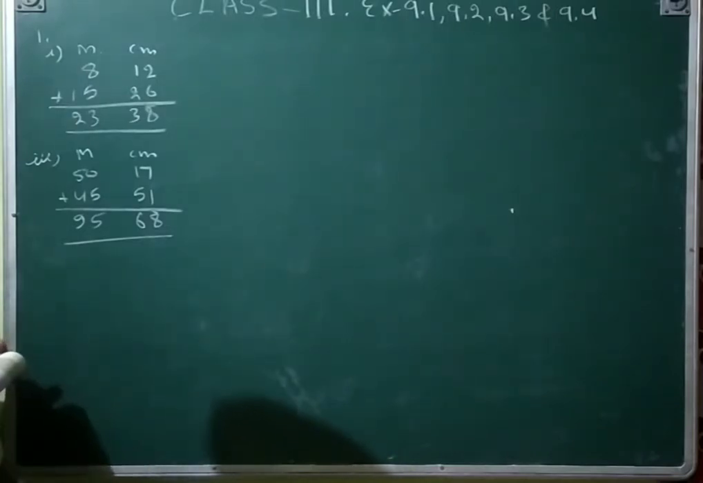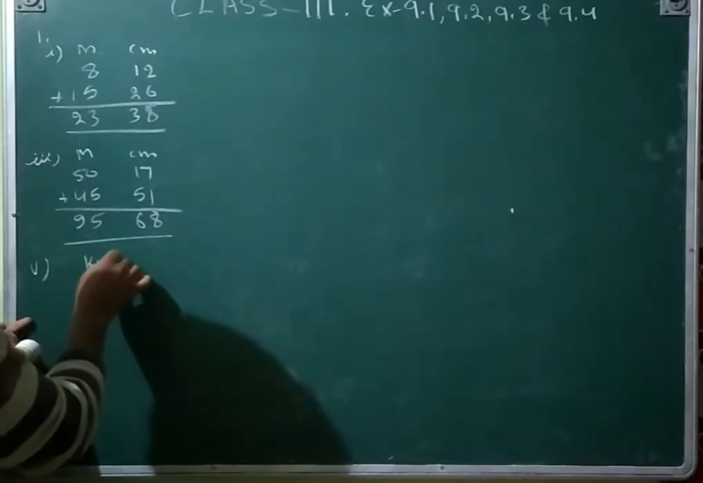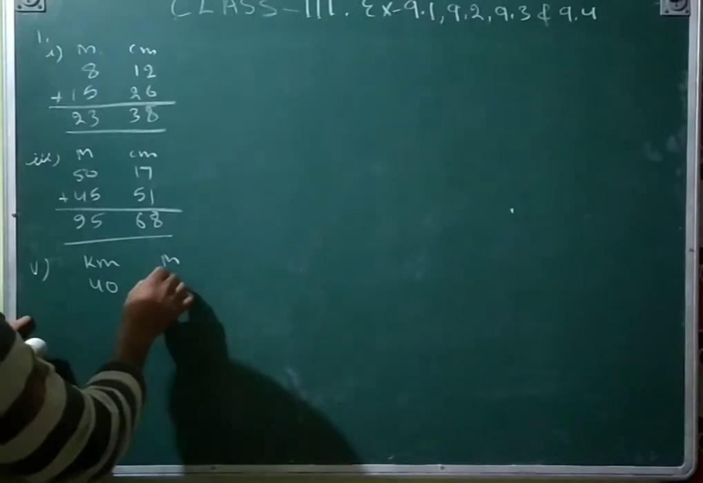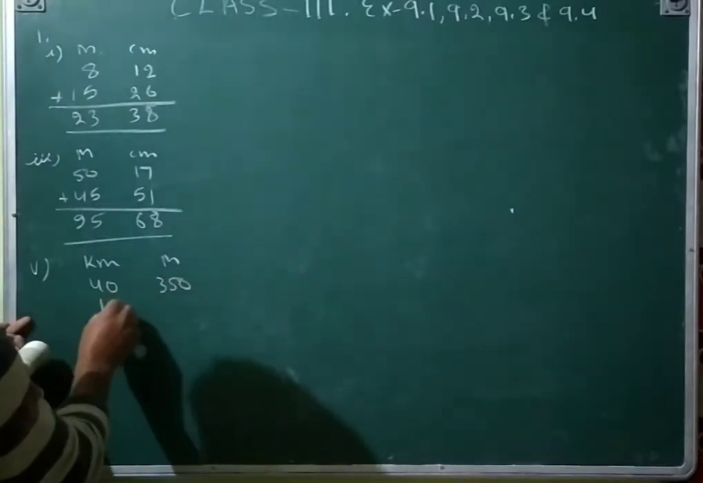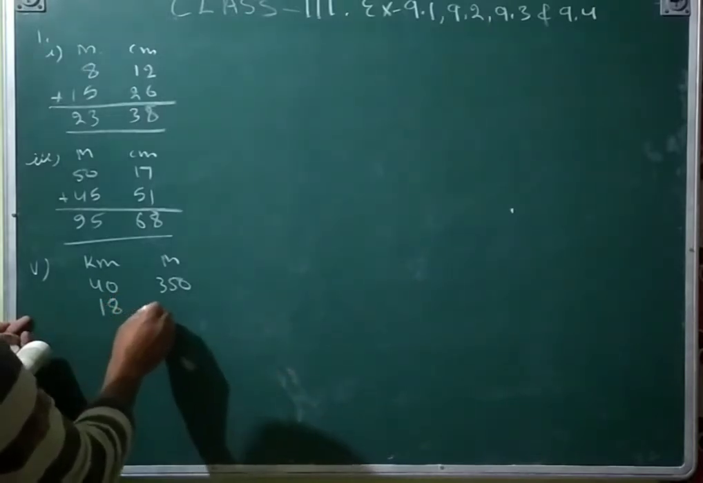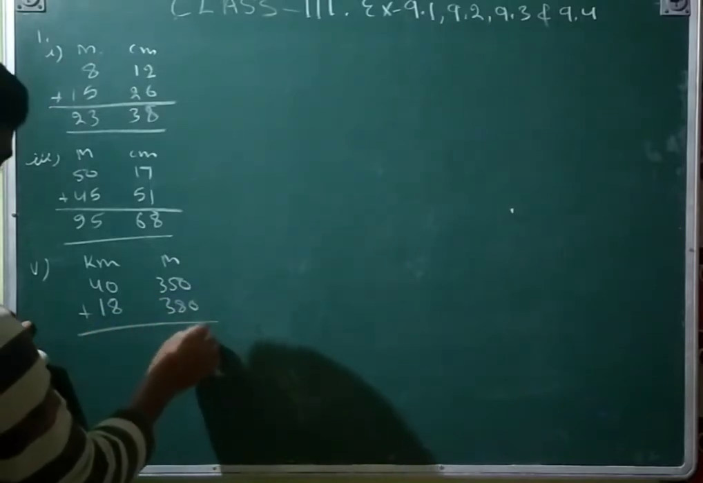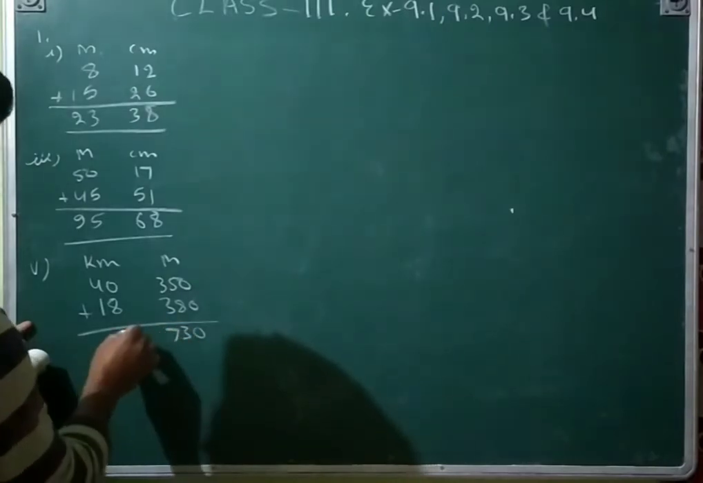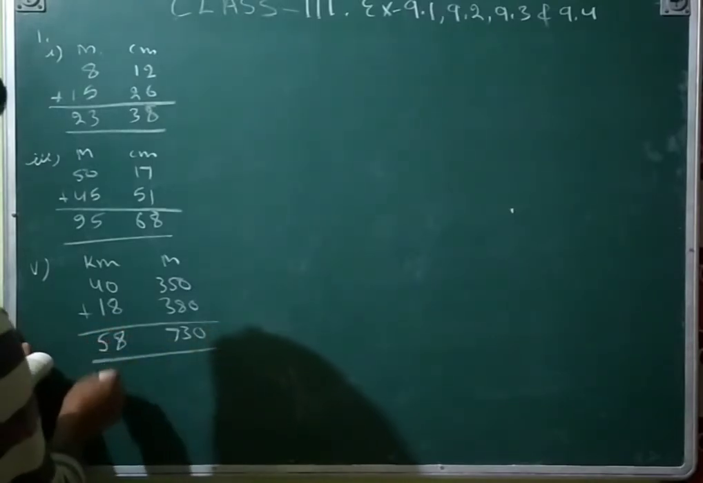Fifth part, km and then m. 40 km, 350 m, 18 and 380, then plus 0, 85, 13, 336, 17, 8, and then 415.